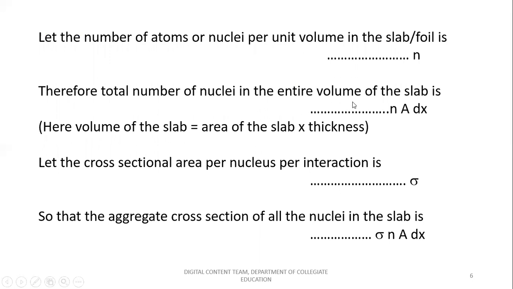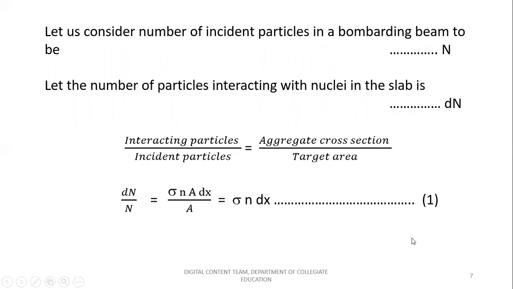Next, the cross-sectional area per nucleus per interaction is denoted by sigma, which is the nuclear cross section. Once we have this cross section per nucleus per interaction, we have to calculate the aggregate cross section of all the nuclei in the slab. That is given by the cross section per nucleus per interaction times the total number of nuclei in the entire volume, so it is sigma n A dx. With this, we'll move on to the next step.